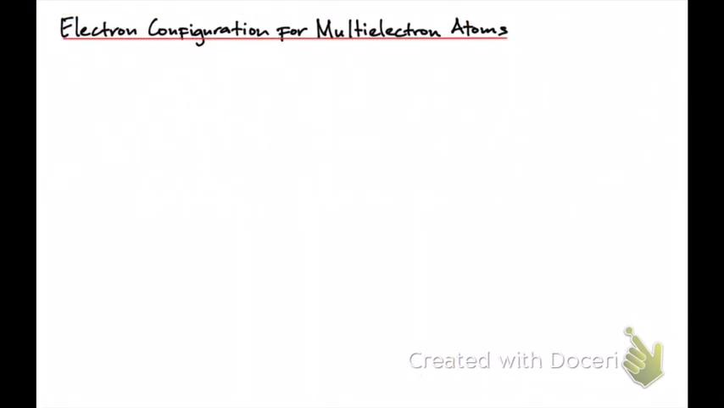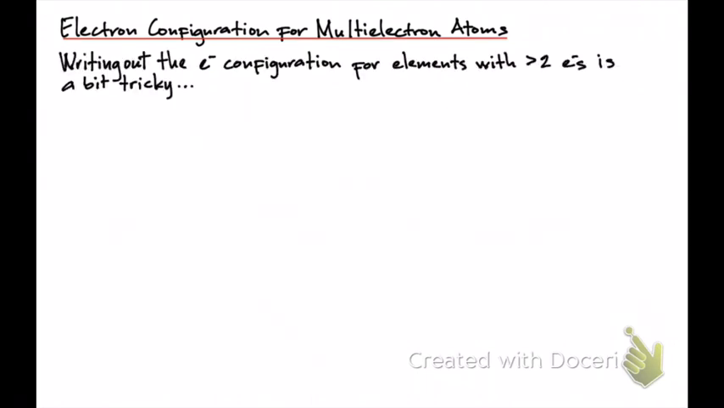So we just looked at the electron configuration for the first 2 elements in the periodic table, hydrogen and helium. Now we're going to look at the electron configuration for multi-electron atoms containing more than 2 electrons. Okay, so that's basically the rest of the elements in the periodic table. And so whenever you're writing electron configuration for elements containing more than 2 electrons, it's actually a little bit more complicated.